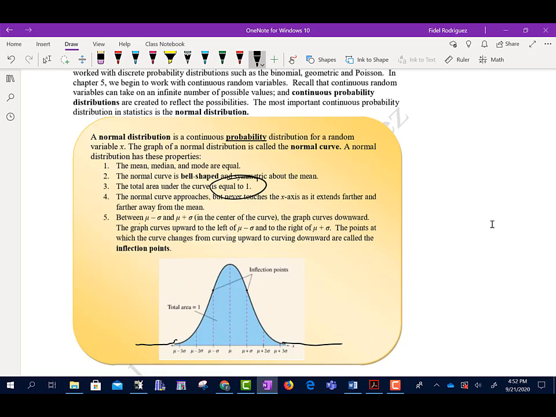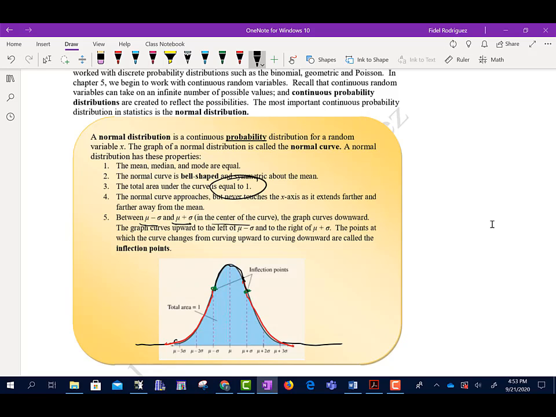Between mu minus sigma and mu plus sigma in the center of the curve, the graph curves downward. So it's going down here. And then the graph curves upward to the left. So now the graph is kind of shaping upward. I know I'm going down, but the curve is up. And the curve here is up as well. These right here are what we call inflection points, where the curve of the graph changes. So let me bring this down a little bit more, but that's where our inflection points are.